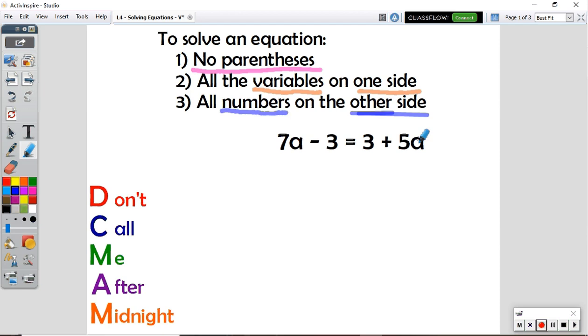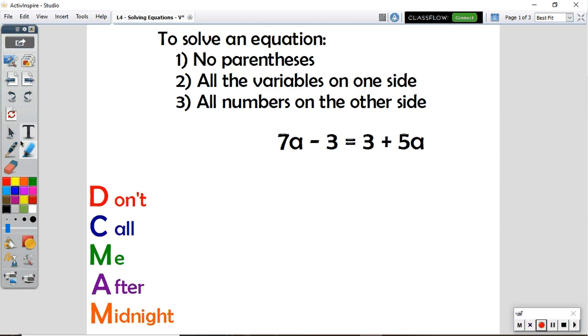Today, we're going to be looking at problems where we have variables starting out on both sides of our equation. And so we're going to learn how to do these problems when we need to end up with all of our variables just on one side.